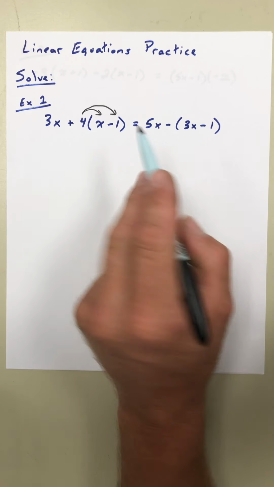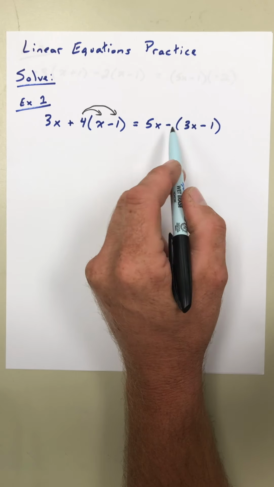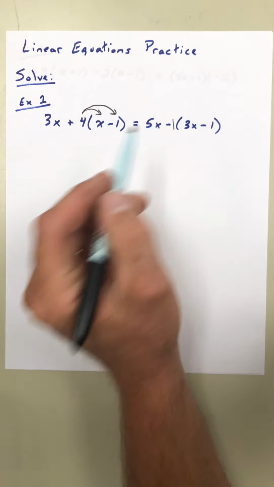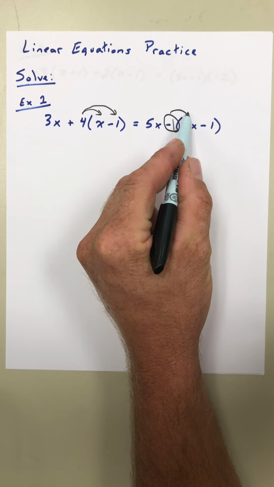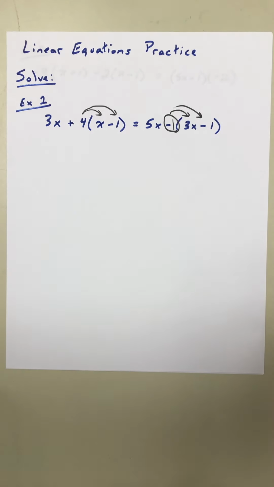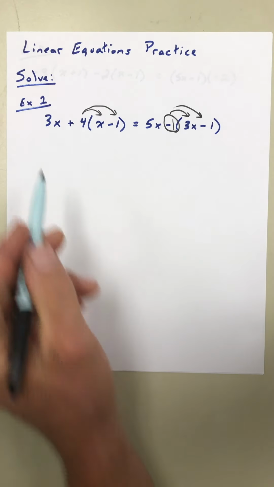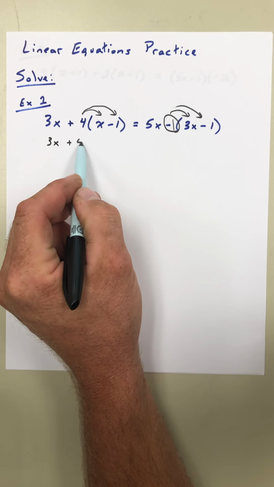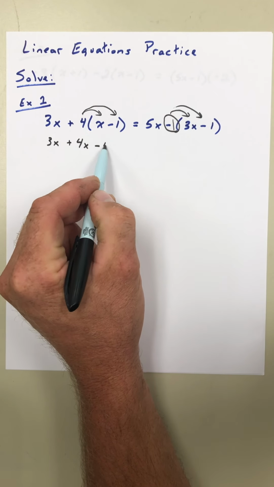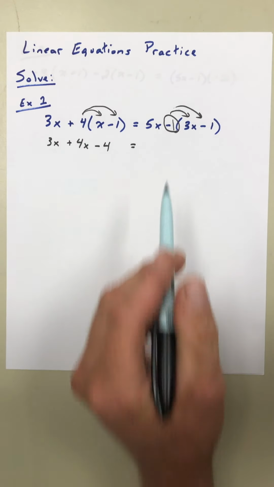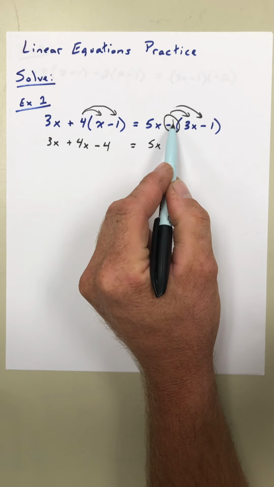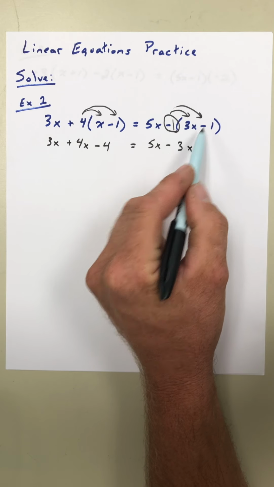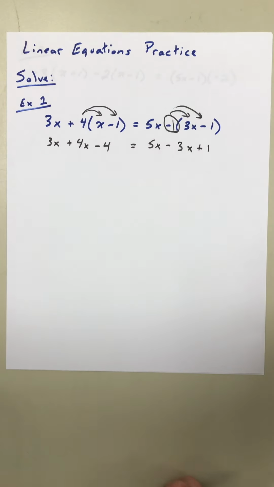On the right side of our equation, we're going to distribute this negative through. Some of you may have put a 1 on the outside of that parenthesis, so we're going to distribute a negative 1. Again, we know it's negative because of the sign in front of that number. If I distribute those, I'm going to end up with 3x plus 4 times x gives me 4x. 4 times negative 1 gives me a negative 4. Equals, on the right side we have 5x, multiply your negative 1 through. We have a negative 3x. Negative times a negative gives us a positive 1.